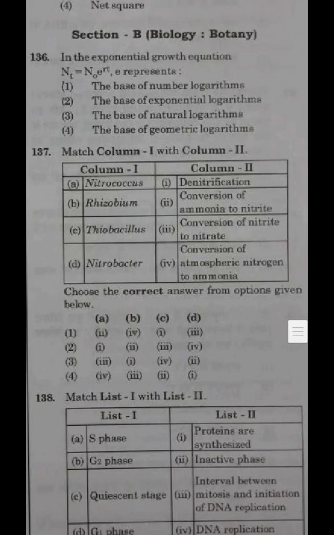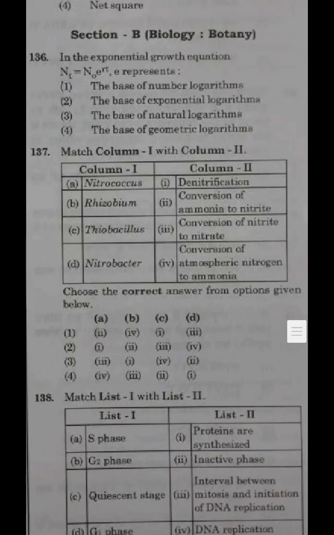And Thiobacillus is a very popular denitrifying bacteria. So C is going with 1. That is denitrification. And the last option is Nitrobacter. Yes, Nitrobacter is responsible for conversion of nitrite to nitrate. So it will go with 3. So option 1 for question number 137 is the correct answer. Clear? Next, move on to question number 138.